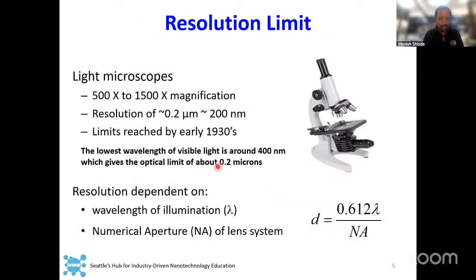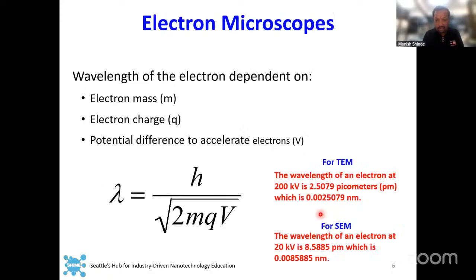In the optical microscope, the lambda was 400 nanometer. Here it is 0.00250 nanometer. That means it is at least 1 lakh times smaller than the optical microscope wavelength. That is why the resolution is better.